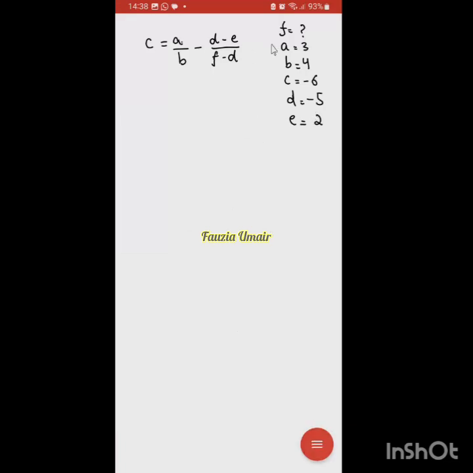So before we start, मुझे ये बताएं कि how many terms are there in this question? How many terms are there?